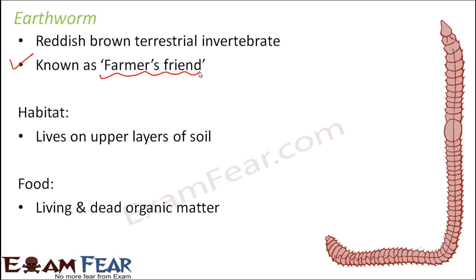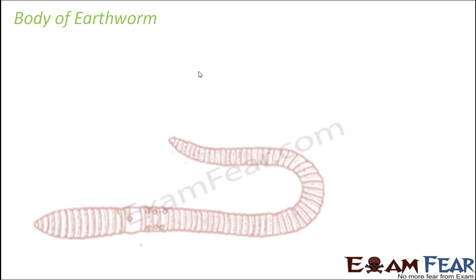In terms of food, they eat any living or dead organic matter. Sometimes they can eat some tiny worms which are present in the soil, or even dead plant parts. So they can feed on both living and dead matter.